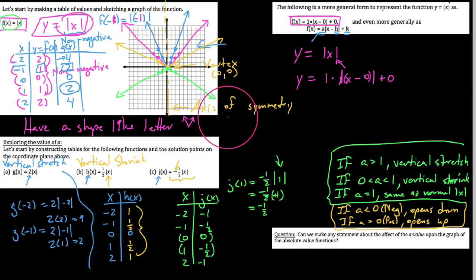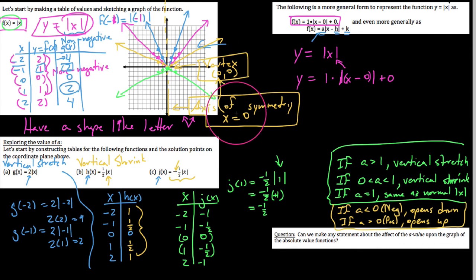But let's be clear on this. The vertical line would have to have an x equals a number equation, because we know vertical lines are always x equals a number. But it would have to be the same exact x value as your vertex, which is a convenient thing. So when we graph these things, we are always going to be identifying where the vertex is, but also the axis of symmetry.